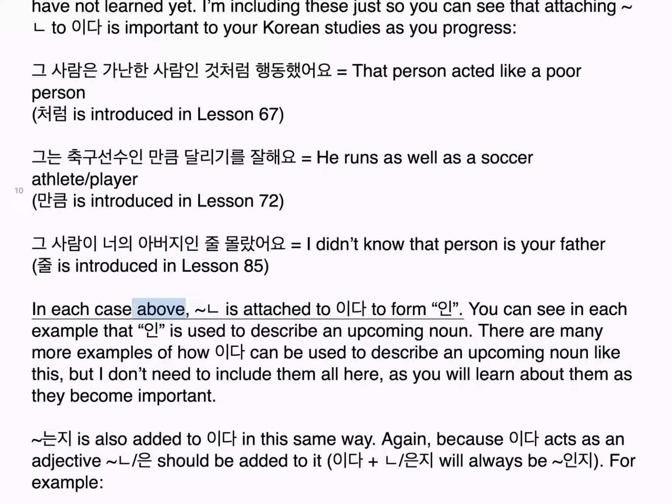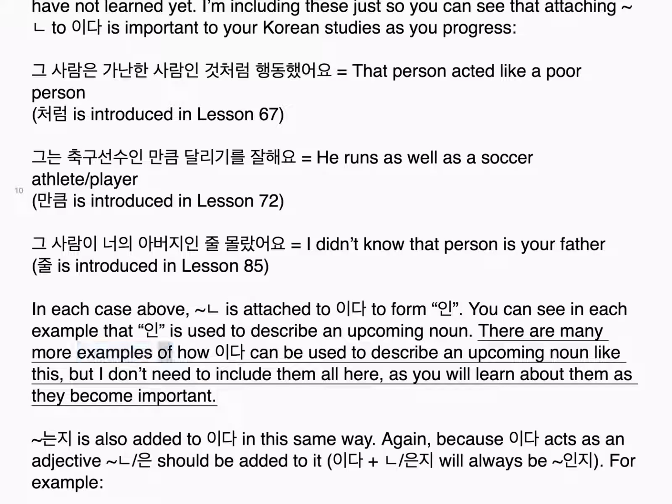In each case above, 니은 is attached to 이다 to form 인. You can see in each example that 인 is used to describe an upcoming noun. There are many more examples of how 이다 can be used to describe an upcoming noun like this, but I don't need to include them all here, as you will learn about them as they become important.